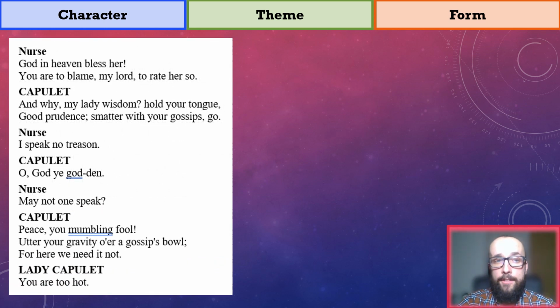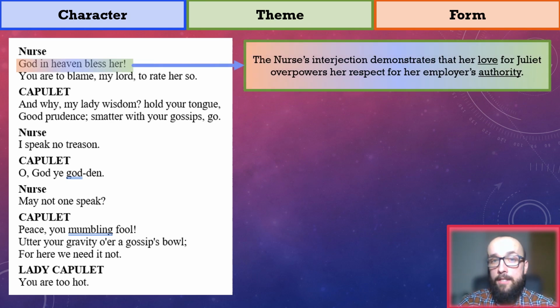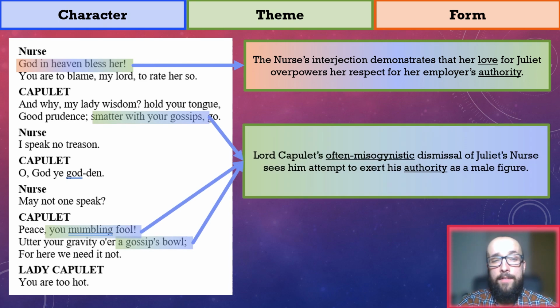At that threat, Juliet's nurse interrupts. Her interjection demonstrates that her love for Juliet overpowers her respect for her employer's authority, thus revealing where her true loyalties lie. Lord Capulet does not seem to care about what the nurse has to say though, for his often misogynistic dismissal of her, given that gossip was a female-coded insult in Shakespeare's time, sees him attempt to exert his authority as a male figure.